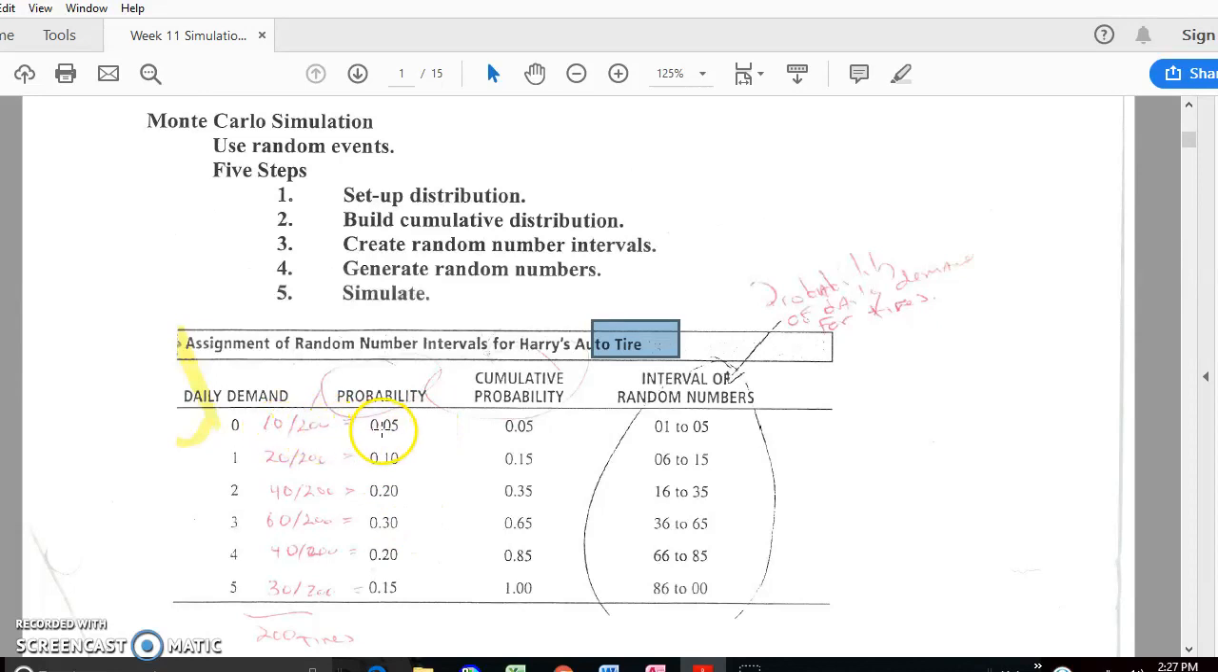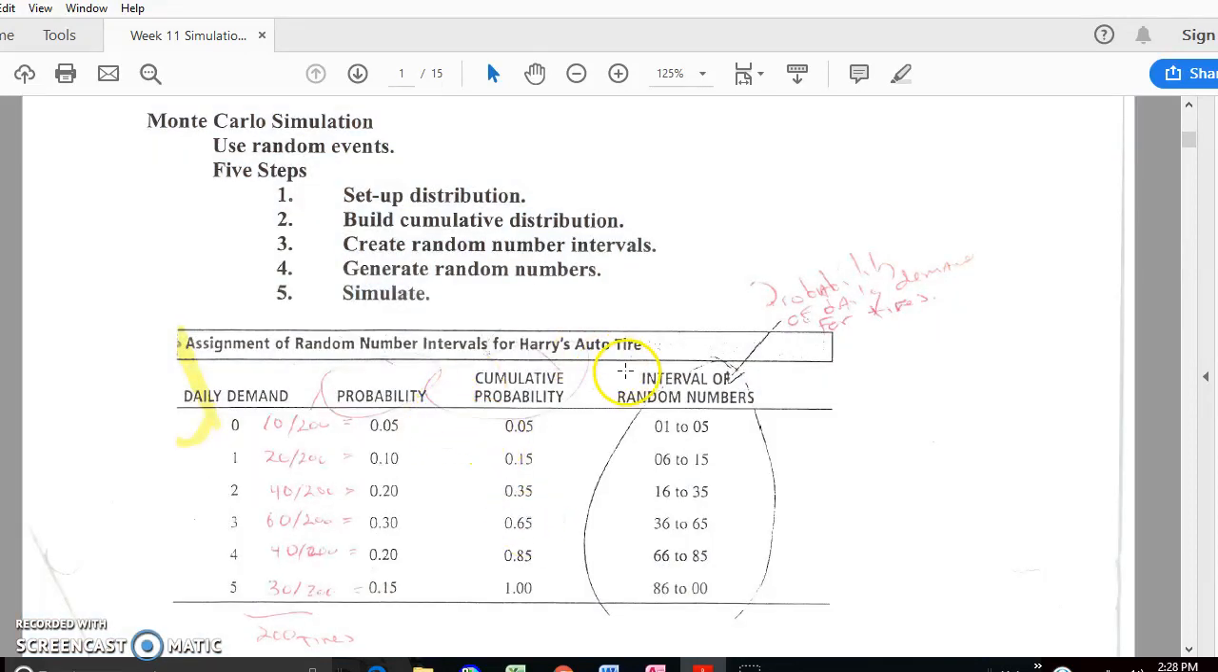So 10 divided by 200 is equal to 5%, so on and so forth, the whole way through the distribution. So we create our probability distribution. Secondly, we build our cumulative probability distribution, and we do that by simply adding the probability. So our first probability is 5%. So 5% plus 10% is equal to 15%. 15% plus 20% is 35%. 35 plus 30% is 65%. So you can see how that works.